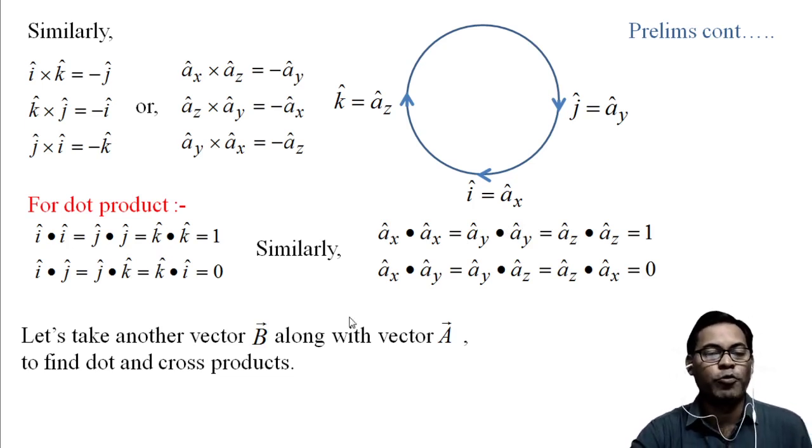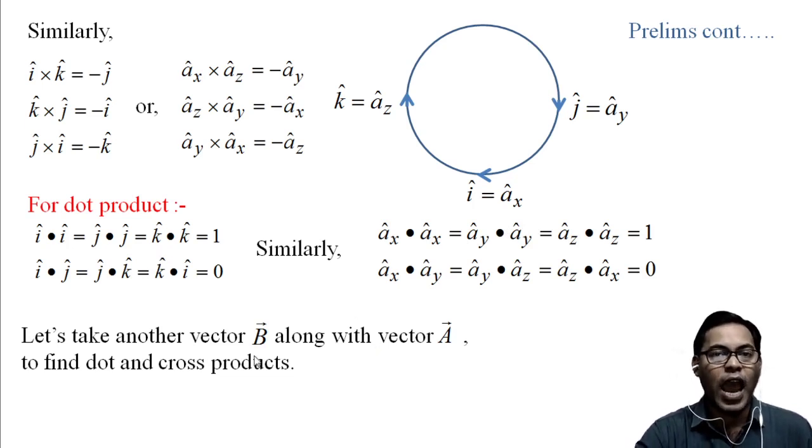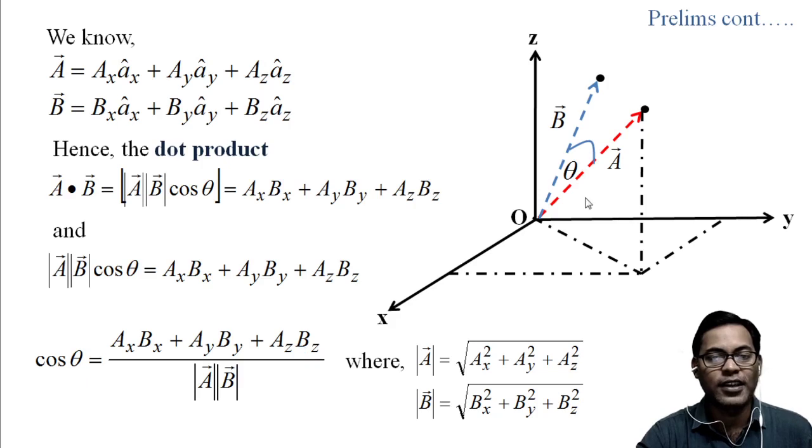Now along with vector A, we have considered another vector B, and we want to find the cross product and the dot product of these two vectors. So here is the diagram. You can see that vector A is represented by the dotted red line, and vector B is represented by the sky color line, and the angle between these two vectors is theta. Now vector A and vector B can be represented in general form, that is A equals Ax ax plus Ay ay plus Az az, and B equals Bx ax plus By ay plus Bz az.